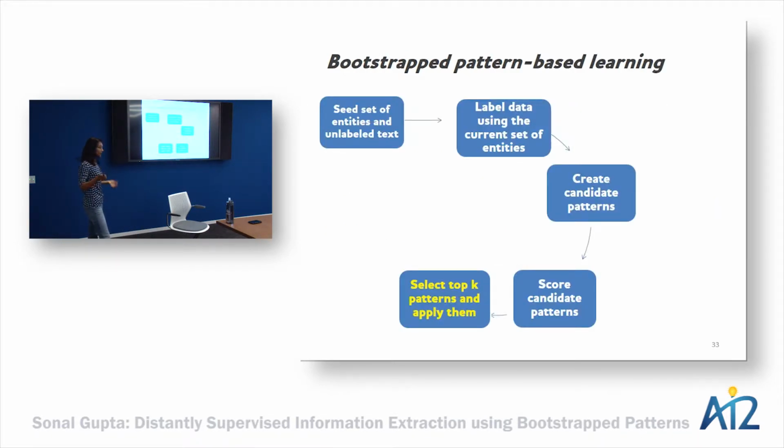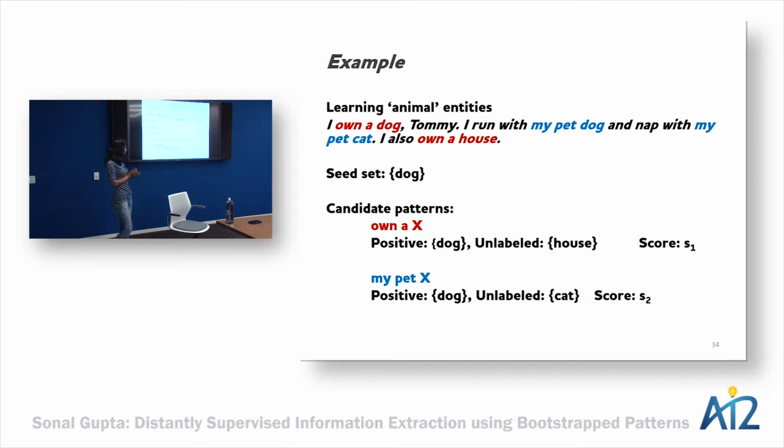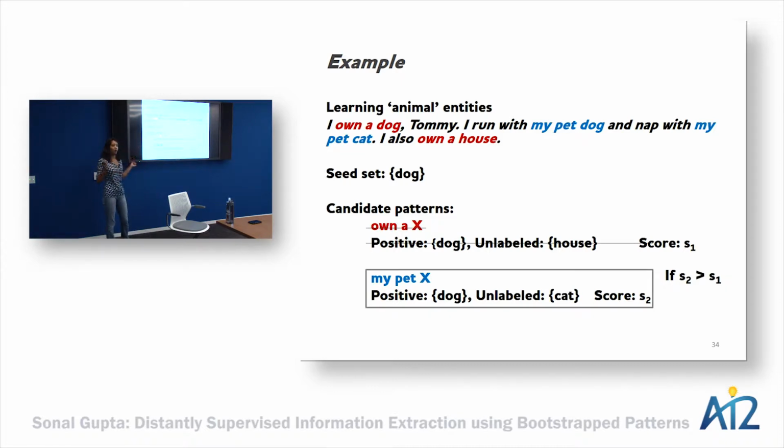So once you score these candidate patterns, you choose the top ones, and you apply them back to text. What I mean by that is, let's assume you have a good scoring function. It gives the second pattern a higher score than the first pattern, because "my pet X" is a better pattern than "owner X". And we choose the top 1 pattern, for example. So we'll choose this pattern as one of the good patterns, and we apply it back to text.